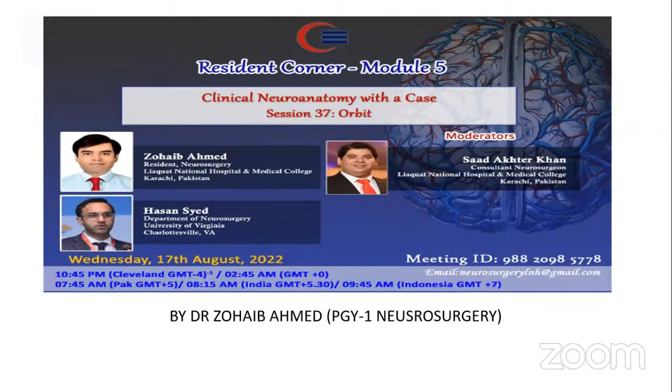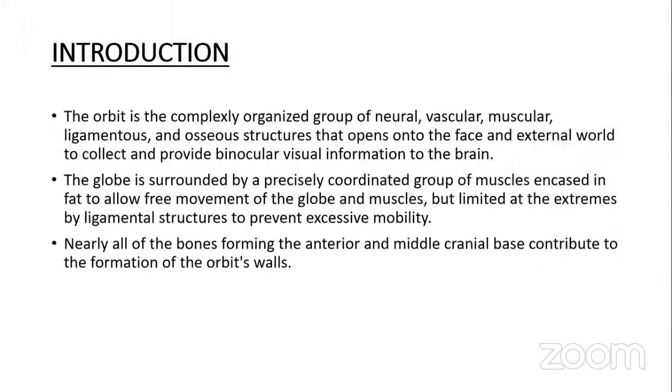Today's topic for neuroanatomical case discussion is Orbit. Just a recap of what we discussed last week. Introduction: the Orbit is a complexly organized group of neurovascular, muscular, ligamentous, and osseous structures that open onto the face and external world to collect and provide binocular visual information to the brain. The globe is surrounded by a precisely coordinated group of muscles encased in fat to allow free movement of the globe muscles, but limited at the extreme by ligamentous structures to prevent excessive mobility.